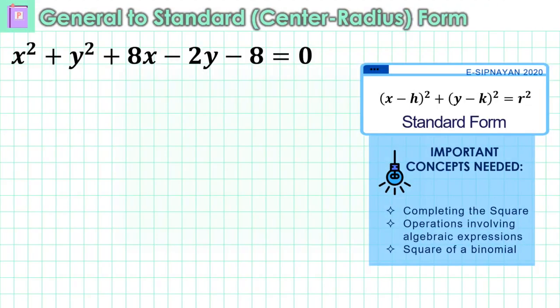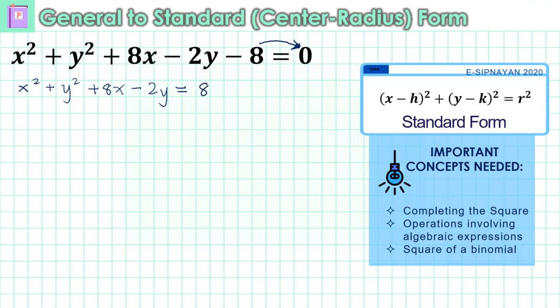We transform this equation by transposing again first the constant to the right-hand side of the equation. Hence, the equation will now become x squared plus y squared plus 8x minus 2y equals, from negative 8, it will now become positive 8.